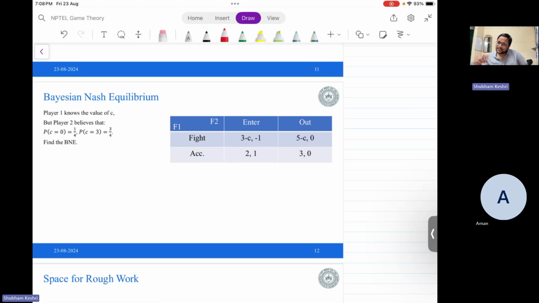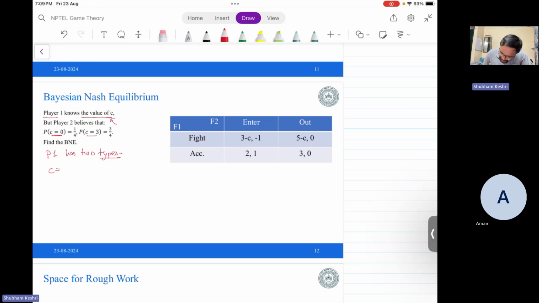So this is a similar problem to the previous one. Just the way we have expressed the utility of each player is different. That is it. All right. So player one knows the value of C. Why? Because player one is of two types. From the question you have to know whether player one is of many types or player two is of different types. All right. So player one has two types. You see, C can either take value 0 or can take value 3. So two types.